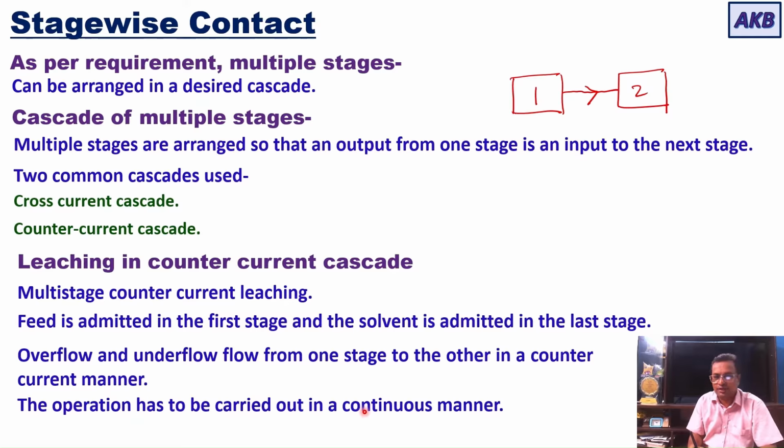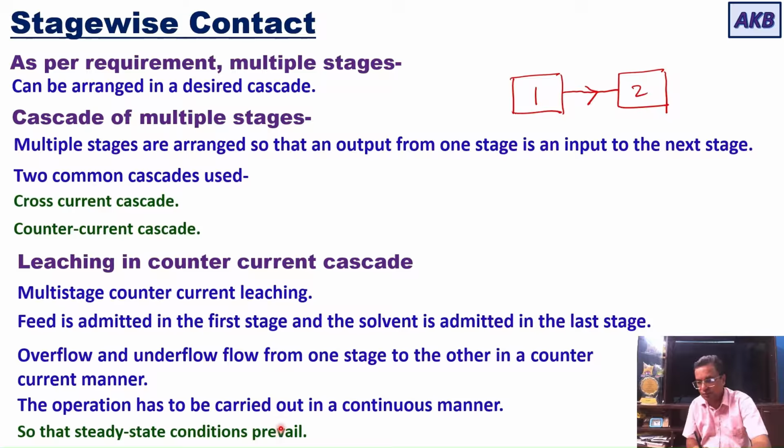The operation has to be carried out in a continuous manner. So let us move ahead. Why you need to understand this. The operation has to be carried out in a continuous manner. What is the reason for that? If you do that, then steady state conditions will prevail and it will be easier for you to write material balances for this operation. Material balances, because we will be writing material balances under steady state conditions. Let us move ahead.